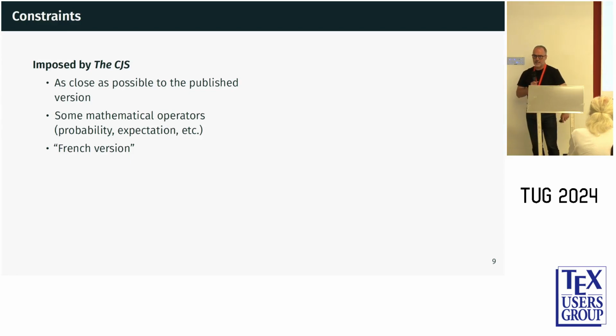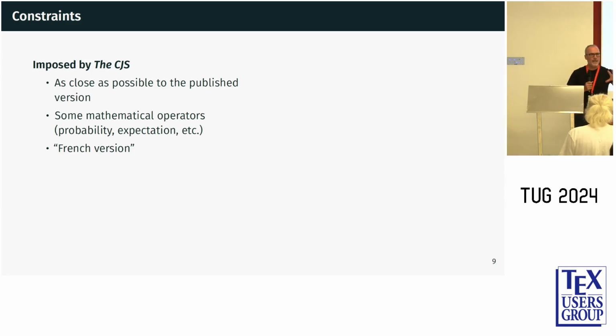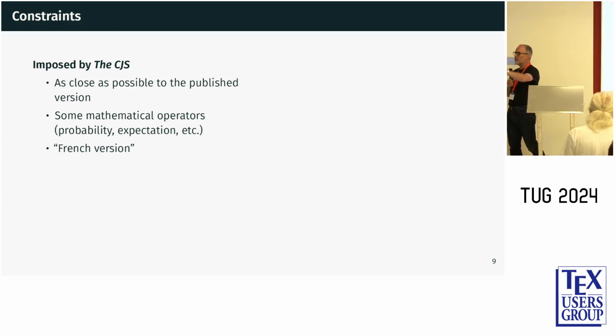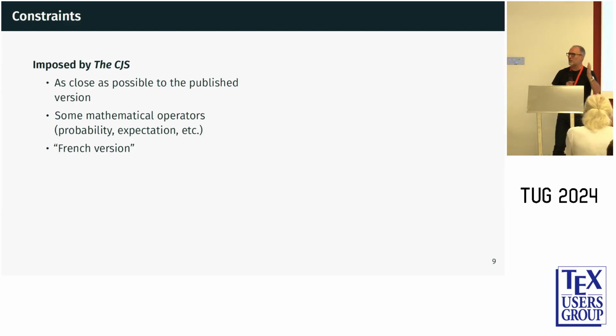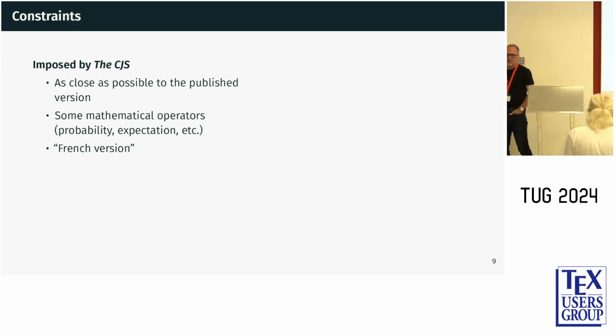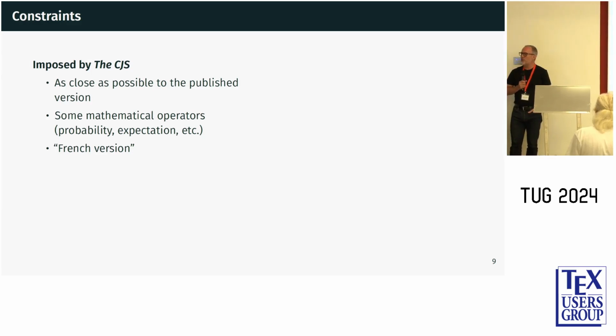Some constraints that I've worked with, those that were imposed by the journal, was to have a LaTeX class, and that's what was important for them, that the authors can use and produce a copy of their article as close as possible to the copy that will be printed by the publisher. So that the page breaks don't change and the general layout will be pretty much the same.